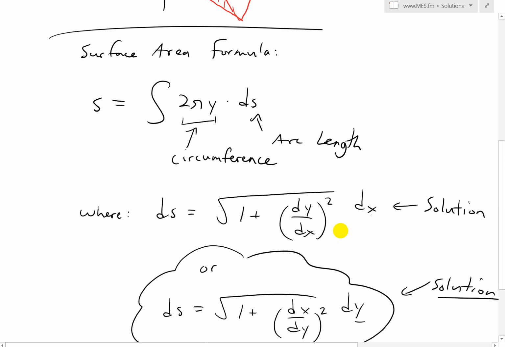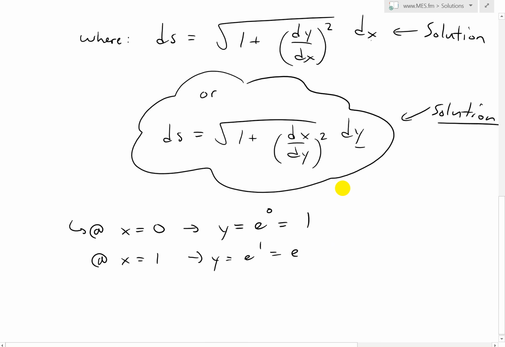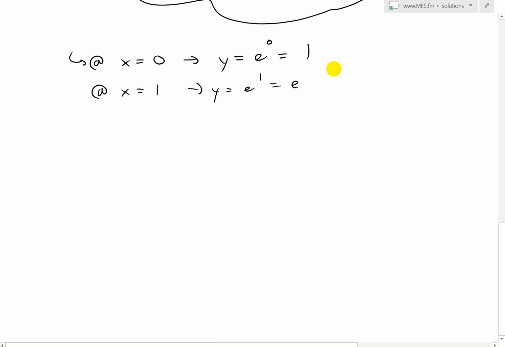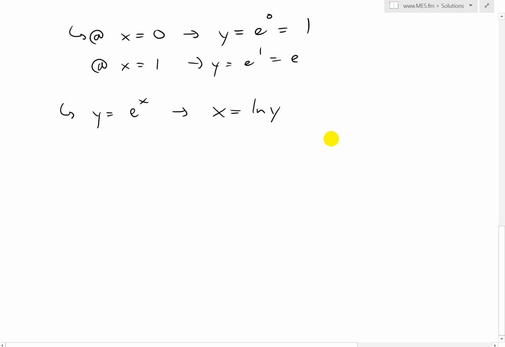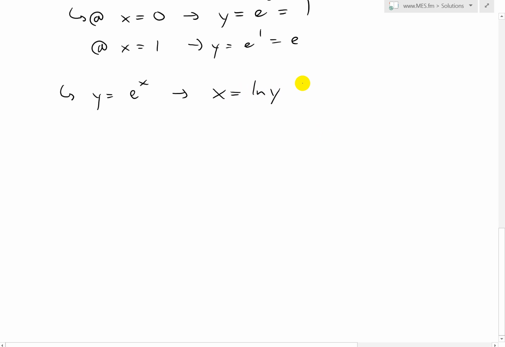So we're going to be taking this integral, the surface area, from 1 to e, and then ds, we're going to write it in terms of y. To do that, we know that y equals e to the x, so if we take the inverse, x is just equal to ln y, where ln is the inverse of e to the x. You could view this in my earlier video on natural logs.